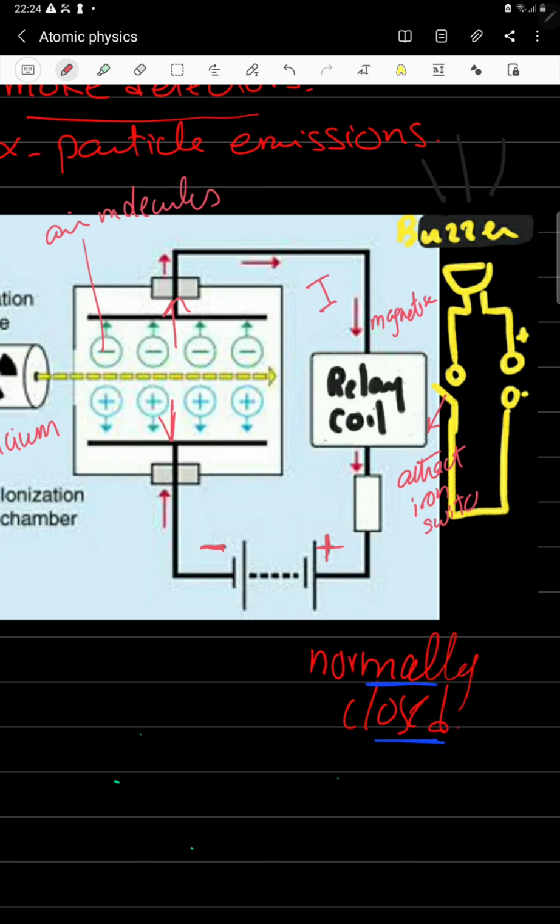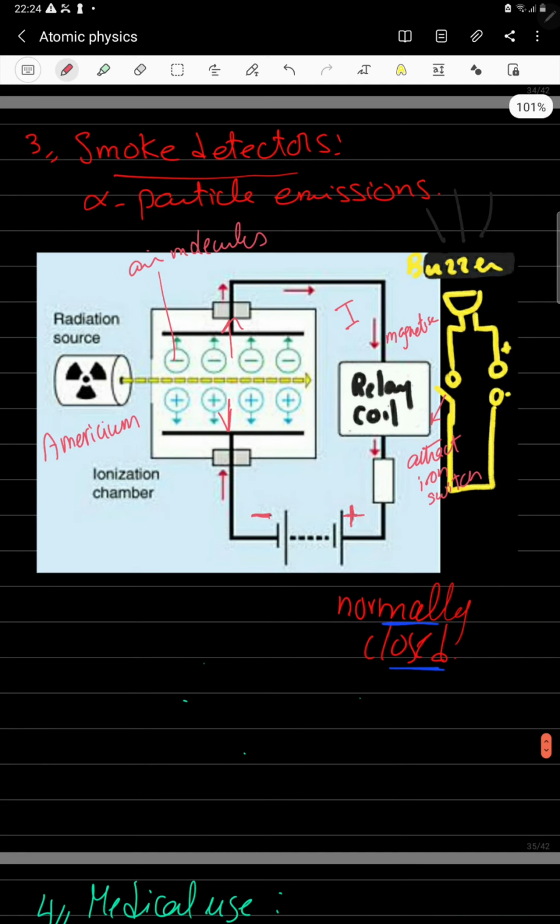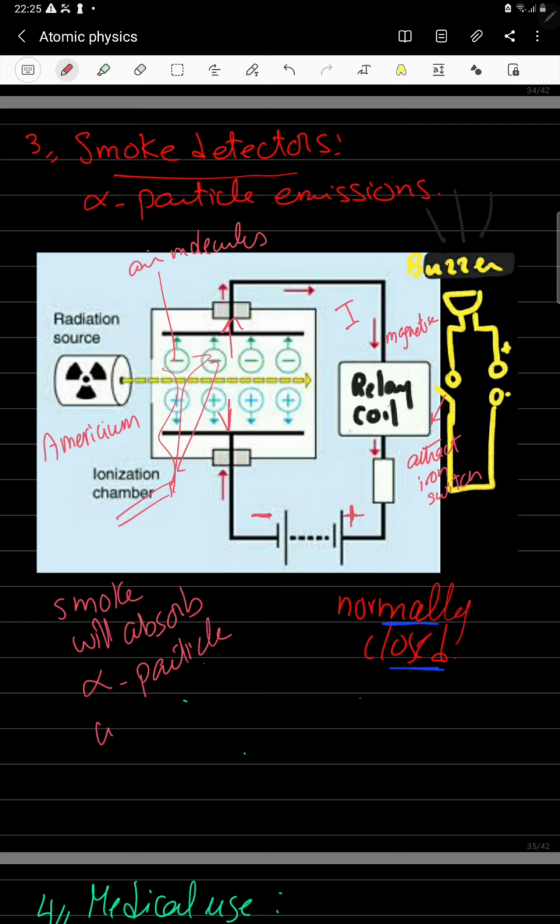Type. If we have smoke, if someone is going to place a cigarette here close to this smoke detector, the smoke will absorb the alpha particle. It will stop the alpha particle. When the alpha particle stops, then the current will stop because the air will not be ionized anymore. So I have a gap here.